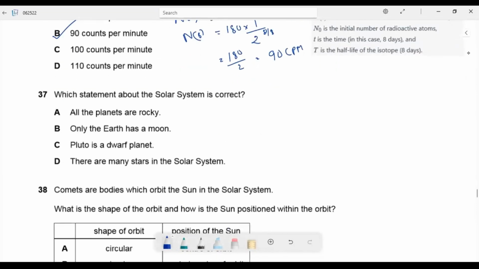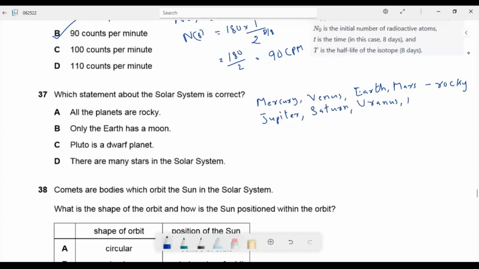Which statement about the solar system is correct? All planets are rocky planets. Actually, it is wrong. Mercury, Venus, Earth, Mars, these are actually rocky planets. And Jupiter, Saturn, Uranus, Neptune, these are gaseous planets.